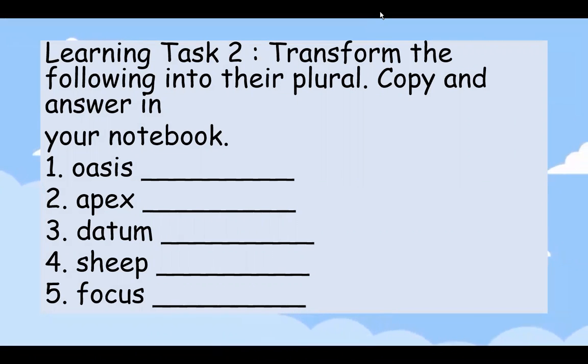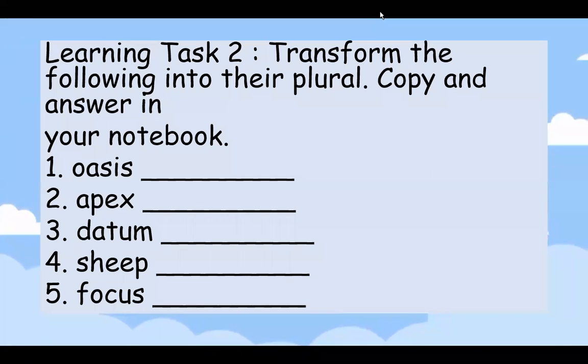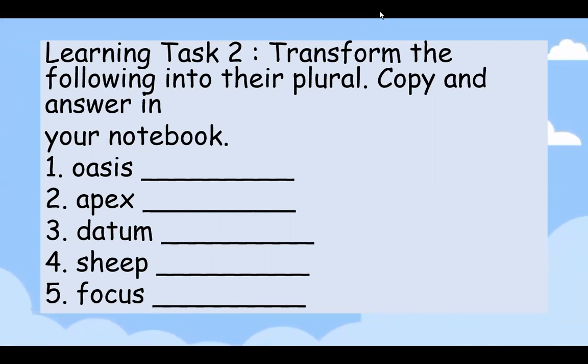Now, here's another task. We are going to transform the following words into their plural form. Copy and answer it in your notebook. For the first word, we have oasis. The second word, we have apex. The third word, we have datum. Fourth word, we have ship. And the fifth word, we have focus. Write those words in your notebook and transform them into irregular plural form.